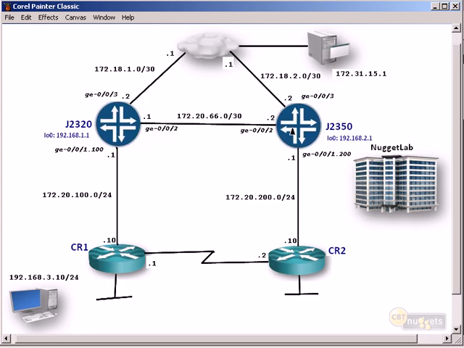And just remember that a default route, or a gateway of last resort, is just a static route where the destination network is 0.0.0.0/0. Okay, let me show you one other command here.